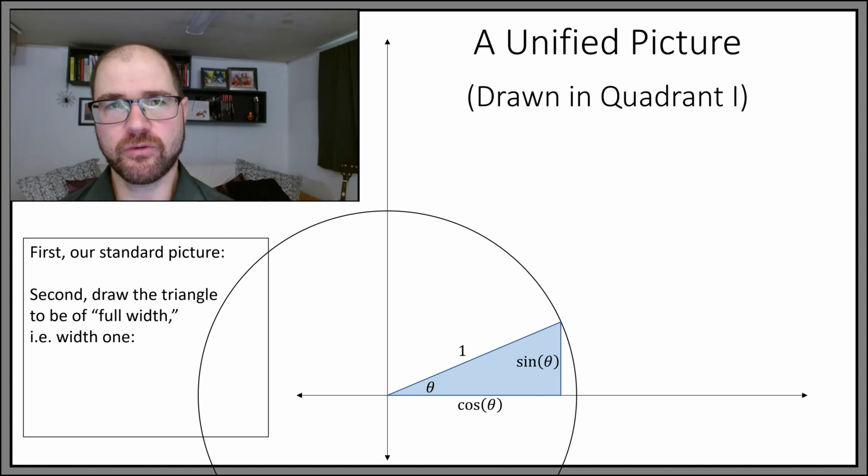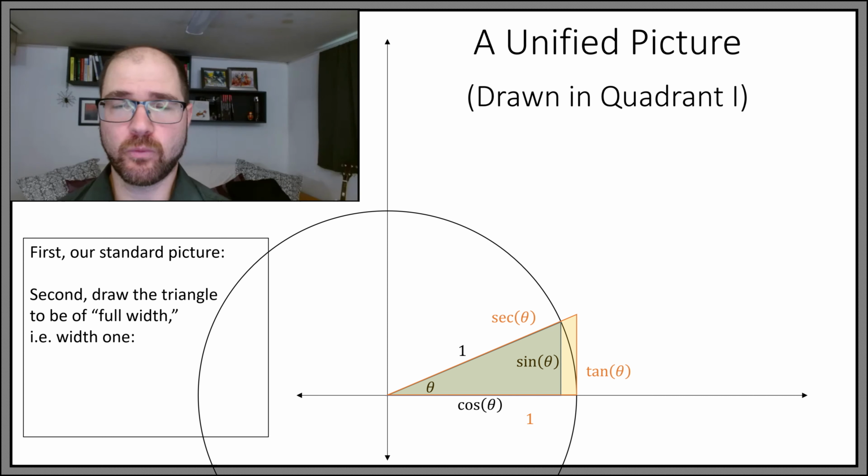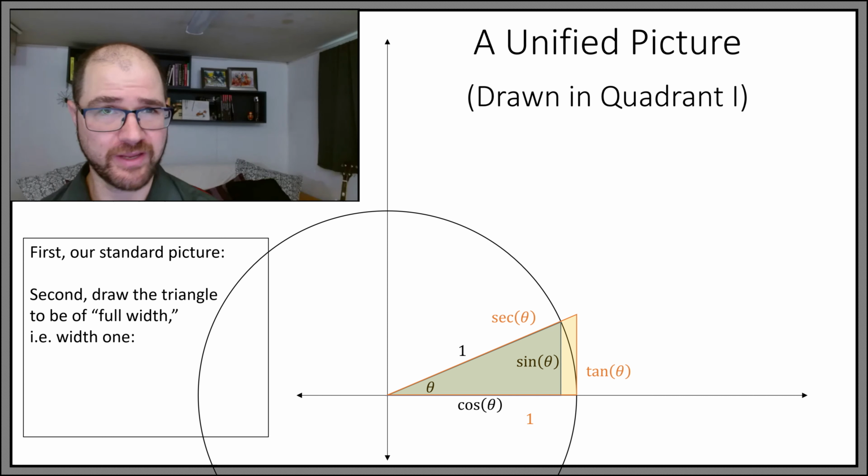Second, what we're going to do is draw a similar triangle that has width 1. So it has to go all the way out to the edge of the circle. But now that the width is 1, you can solve for the various other side lengths and find that the height is tangent of theta and the hypotenuse is now of length secant theta.